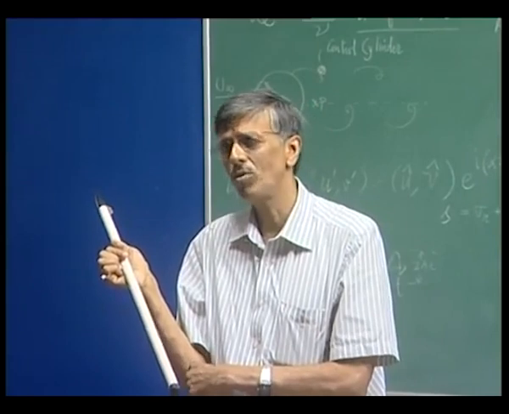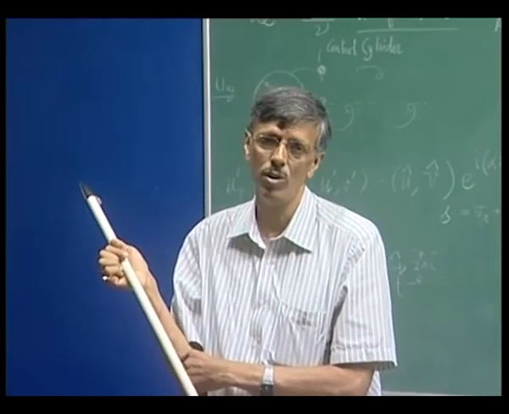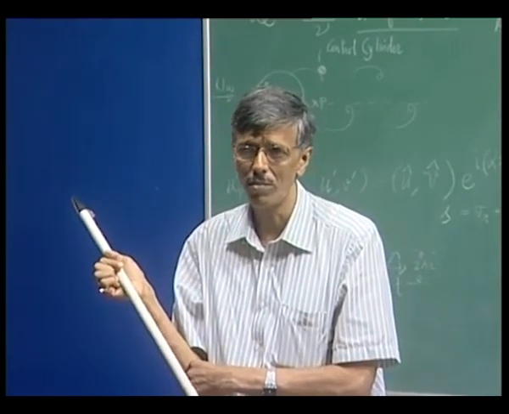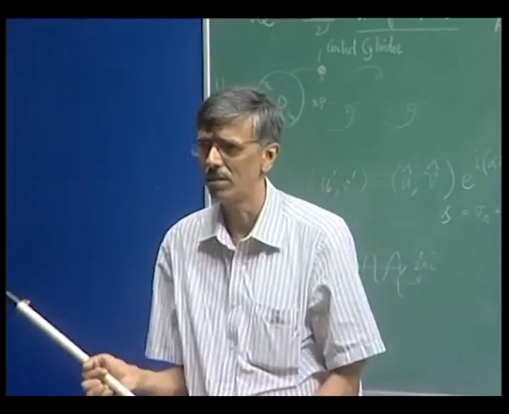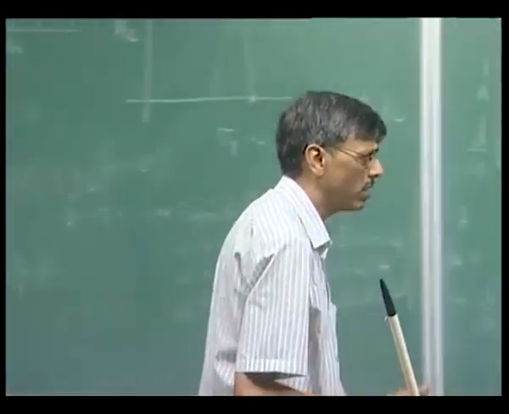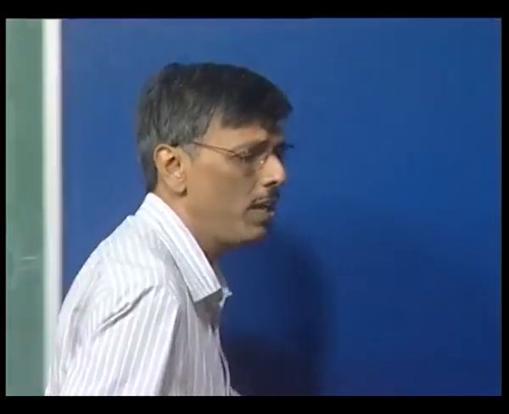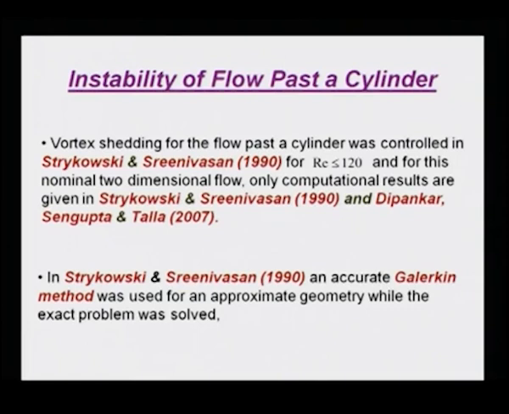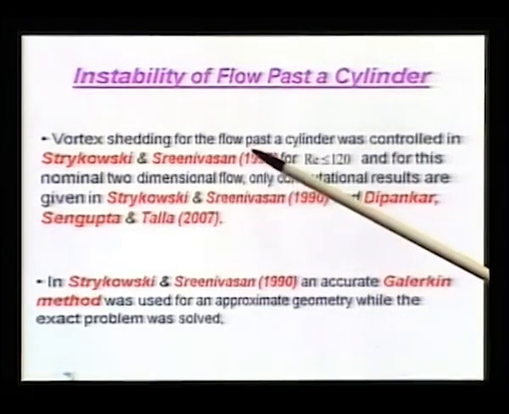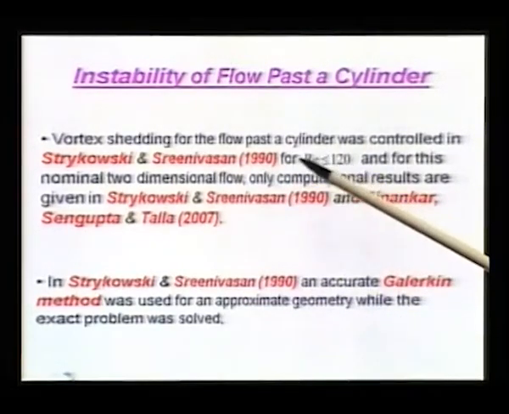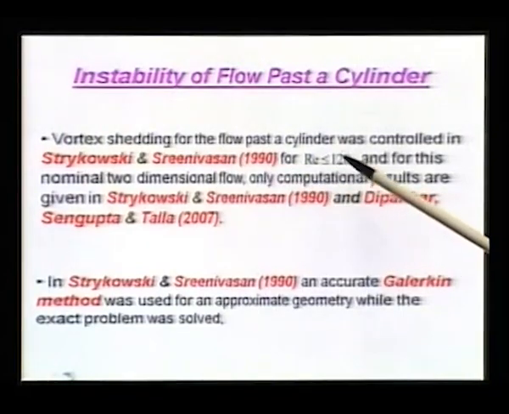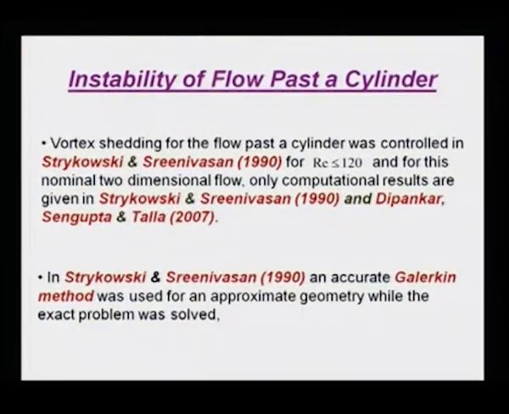Unfortunately though, such flow control works only for lower Reynolds number. If you keep your Reynolds number restricted below 120, you can control it. So this is the reason that we looked at dispersion relation preservation scheme, because we wanted to control this. And we actually reported the results in this JFM paper, trying to explain how vortex shedding can be controlled for Re less than 120 by just simply solving the nominal two-dimensional Navier-Stokes equation.